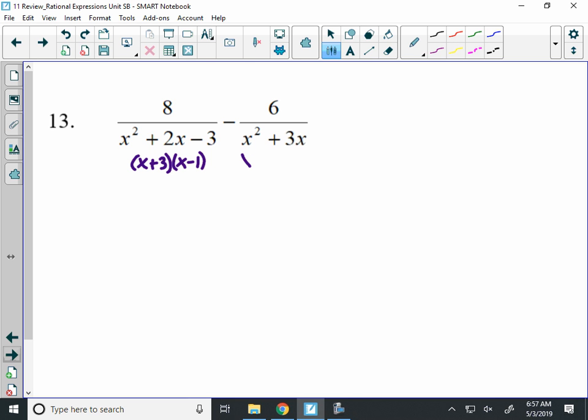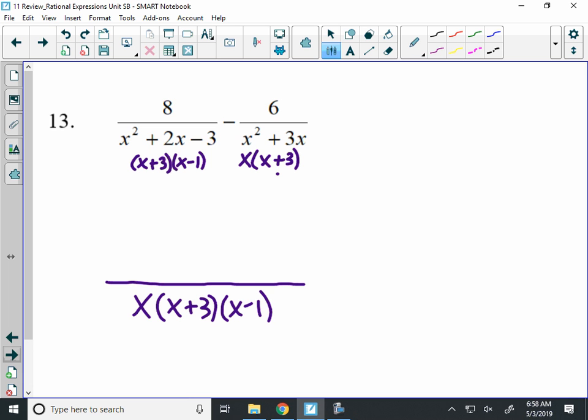And over here, I'll pull out a GCF and have x plus 3. Now, when I look at my denominator, I have x plus 3 and x minus 1. The right side also has an x plus 3, but in addition it has an x, which means that since they both have an x plus 3, it has to be in my denominator. The right side has an x, which means the left side is also going to need an x. And then the left fraction has an x minus 1, which means that's what the right fraction needs.